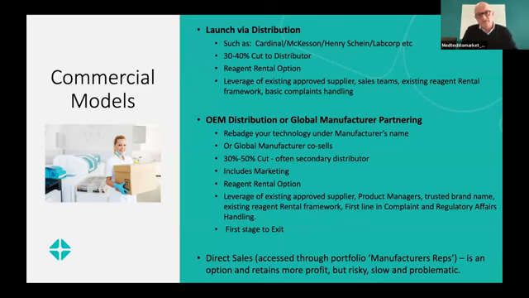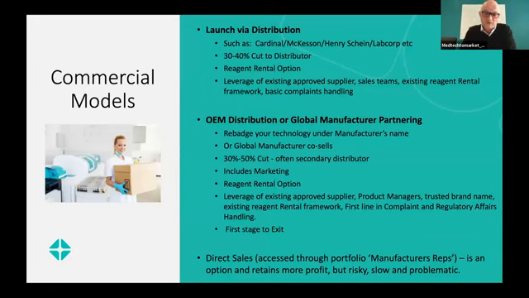Then there's another area which historically has been quite good, and that is to work with existing global manufacturers, partnering with them as an OEM distributor. That means you rebadge your technology under their name, or they do a global co-selling. For that, they typically take between 30 and 50%, depending on the distribution and the type of product. That usually includes marketing, so they will do a lot of your marketing for you because it's effectively their product. Reagent rental obviously carries on, but this also gives you access to the benefits of leveraging their brand name, and their complaint handling and regulatory affairs work will help too. Also, with these kinds of arrangements, it's usually a first stage to exit.